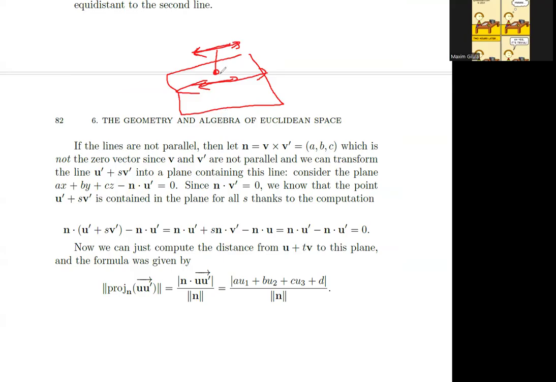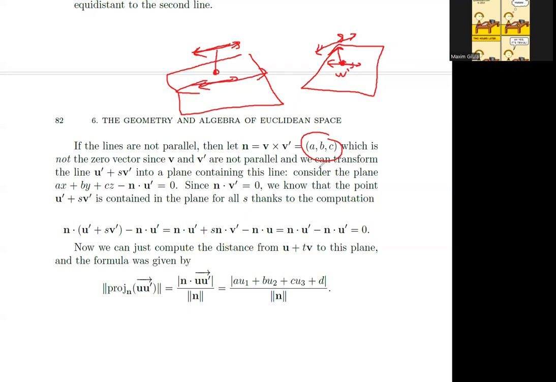We take these two lines that are not parallel and don't intersect, and we take the cross product of their directions, and we get a normal vector. So take the normal vector and think of it as starting from the line, and then make a plane containing that line. To do that, you take this normal vector and you take ax plus by plus cz minus n dot u, because u prime is a point contained in that plane. U prime is here.